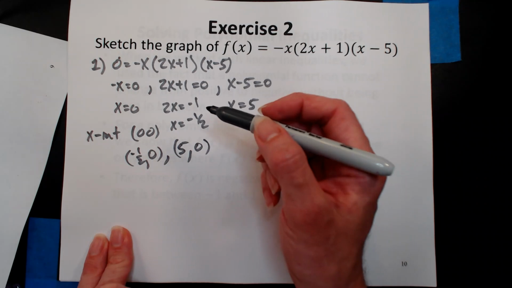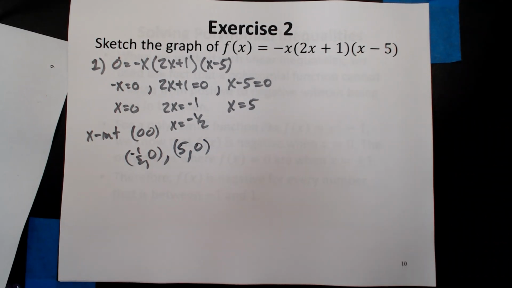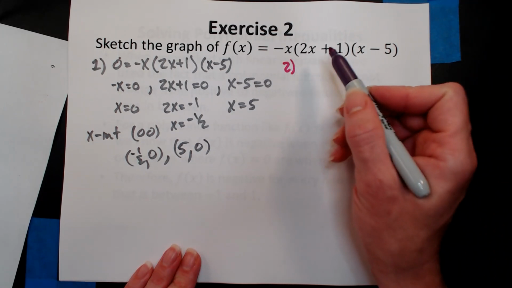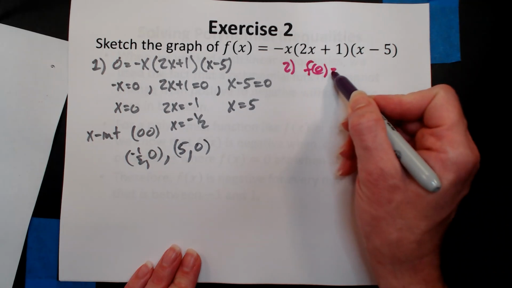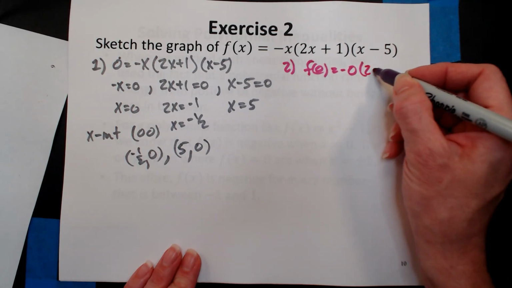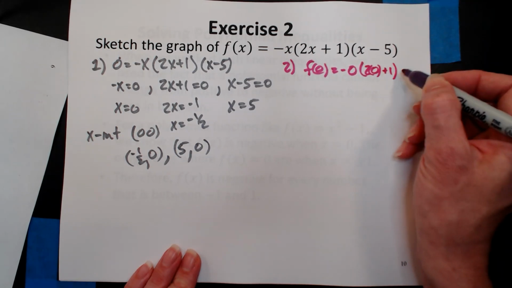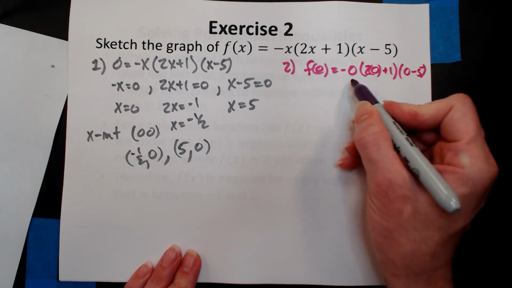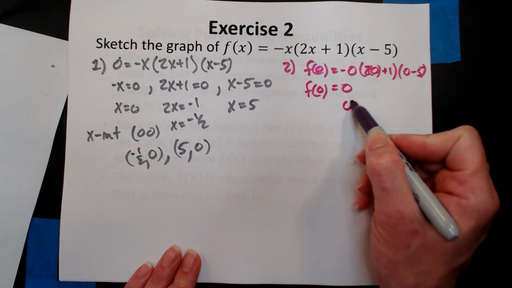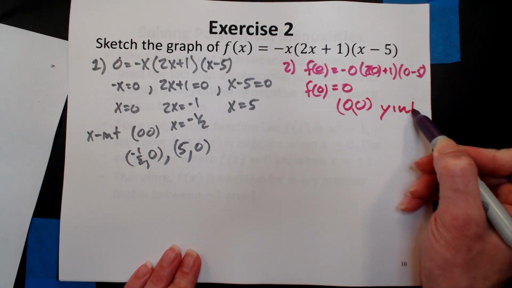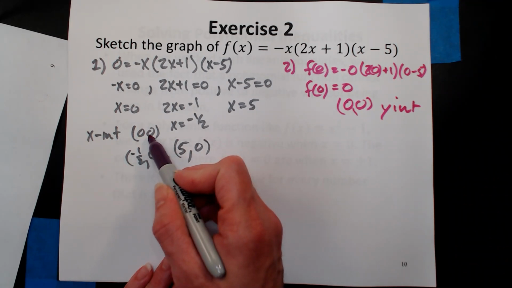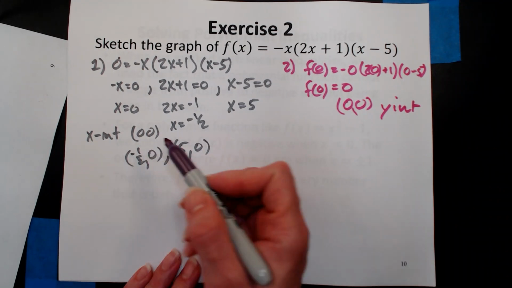Determine the y-intercept by evaluating. For the second part, the y-intercept is what we get if I plug in 0, so f of 0. I'm going to have 0 times negative 0, which is still 0, times (2 times 0 plus 1) times (0 minus 5). We see we're multiplying by 0, so it's going to give 0 back out. So f of 0 equals 0, so (0, 0) is our y-intercept. And we could have seen that, because we only cross at the origin, so that's our y-intercept as well.